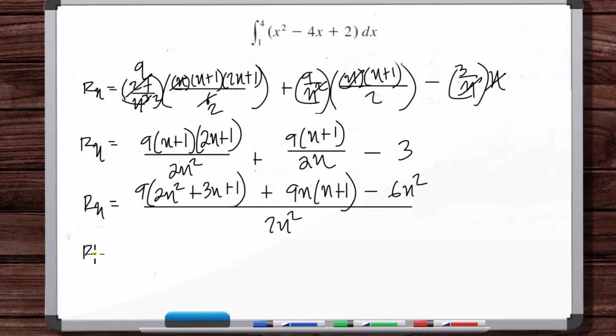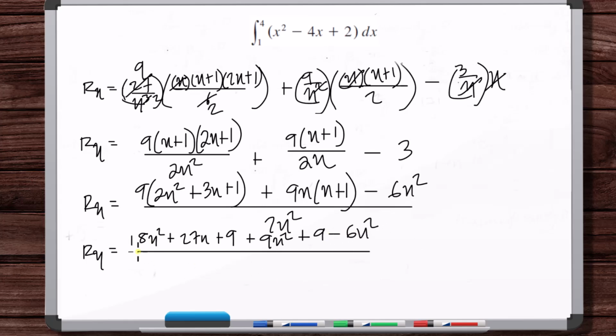Okay, so we've got 18n squared plus 27n plus 9 plus 9n squared plus 9 minus 6n squared, all over 2n squared. Well, this is 9n here. Okay, so 9 minus 6 is 3. 18 plus 3 is 21. 27n plus 9n is 36n plus 9.